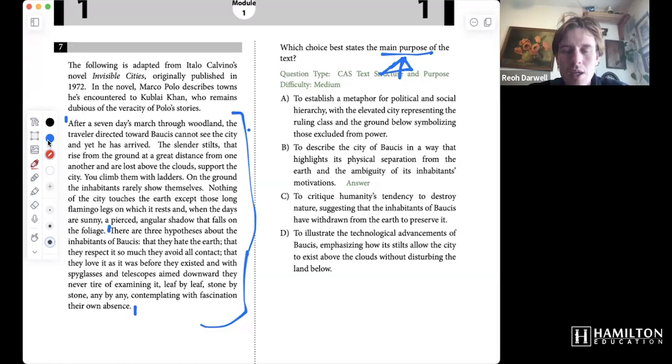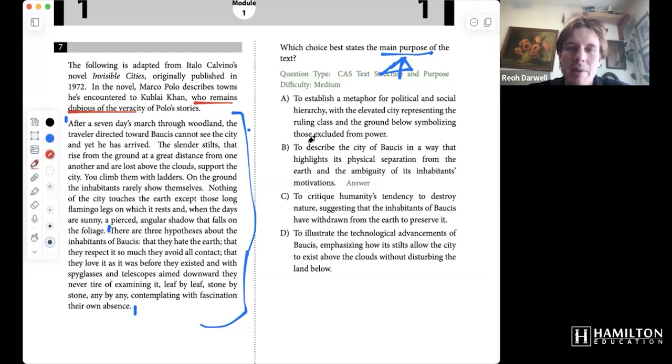So clearly we're reading a work of literature, right? And it's literature too because Marco Polo is describing these towns. Is this a real town? No, right? Kublai Khan is dubious of the veracity of Polo's stories, meaning he doesn't think they're real. When we're reading literature, it can be natural for us to want to take a really expansive or kind of philosophical take on what the passage means, but we need to stick to the text.